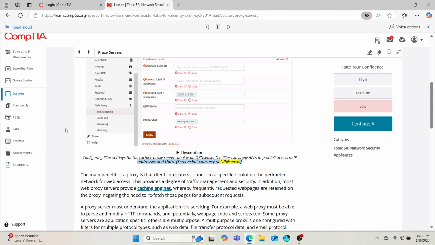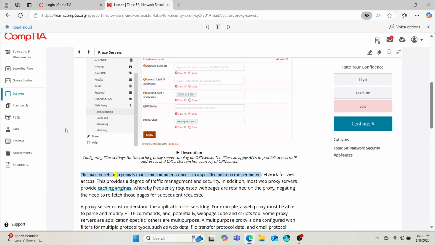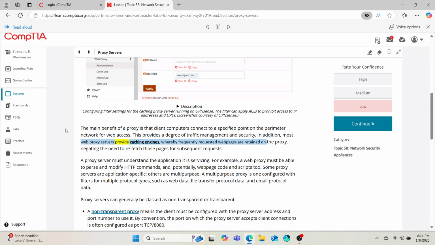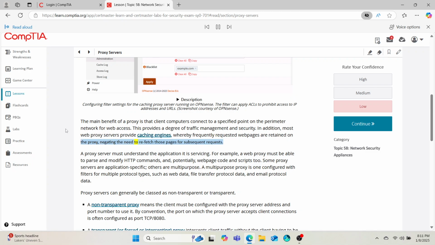Screenshot courtesy of OpenSense. The main benefit of a proxy is that client computers connect to a specified point on the perimeter network for web access. This provides a degree of traffic management and security. In addition, most web proxy servers provide caching engines, whereby frequently requested web pages are retained on the proxy, negating the need to refetch those pages for subsequent requests.